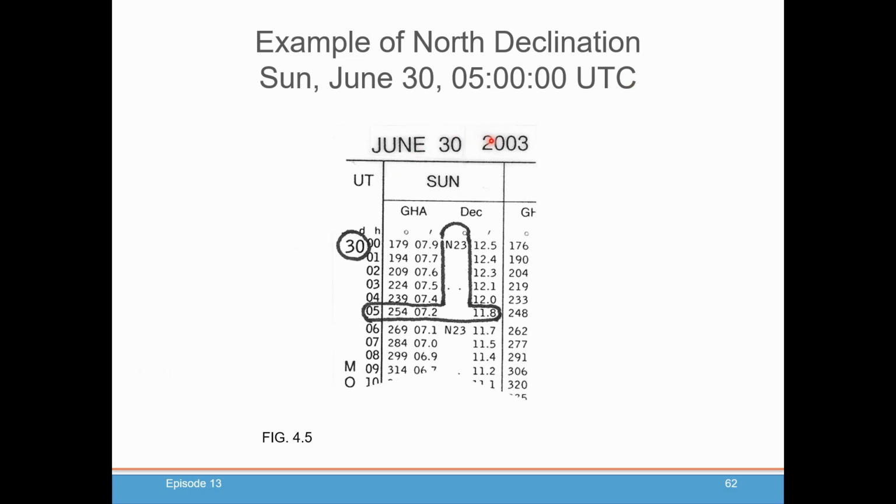So we open our almanac to the June 30th page. We go down to the day of the 30th. We go down for the 5th hour, and we look across into the declination column. And whether it's north or south, and the number of degrees will be here. Now, it doesn't always repeat it, so you have to be a little careful. But you want to find your row and then the record of its north or south declination above it, or right at it. So in this case, it's going to be north 23 degrees, 11.8 minutes.